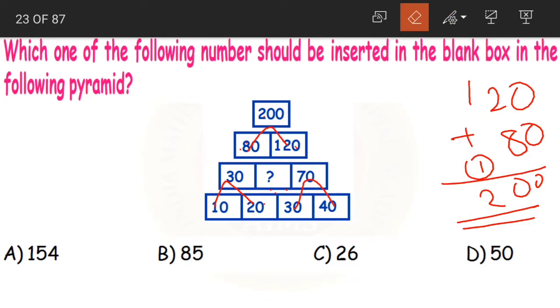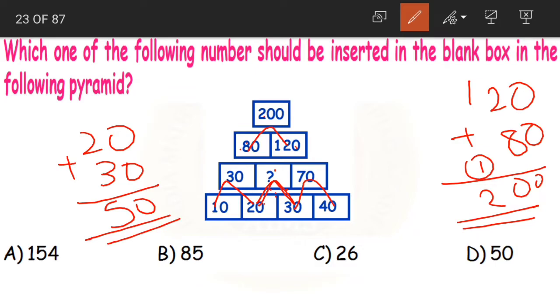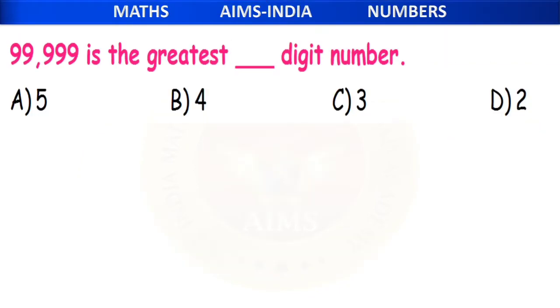Now how do we find it? When we add the below two numbers, we get the above number. What is it? 20 plus 30 is equal to 50. So 50 is our correct answer, that is option D. Okay, children, very simple, right? When we add the below two numbers, we get our above number, that is 50 here. Next question.